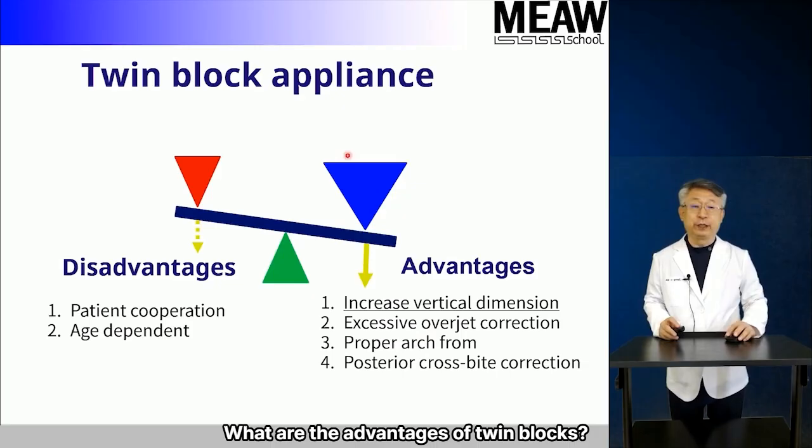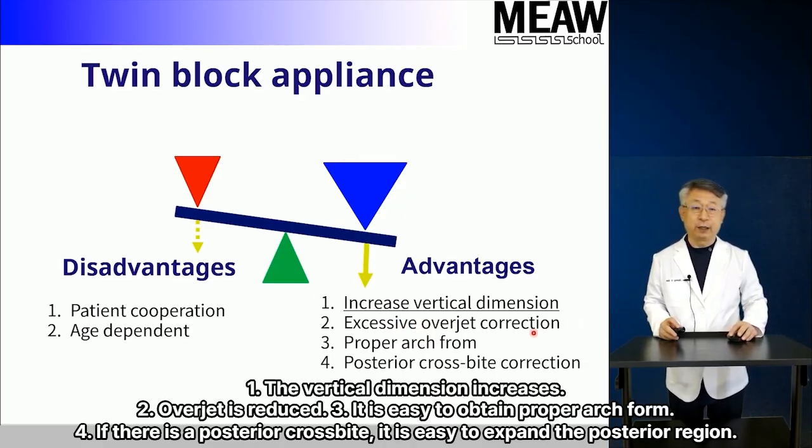What are the advantages of twin blocks? 1. The vertical dimension increases. 2. Overjet is reduced. 3. It is easy to obtain proper arch form. If there is a posterior crossbite, it is easy to expand the posterior region.